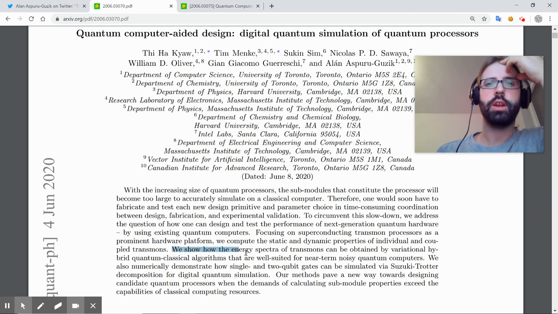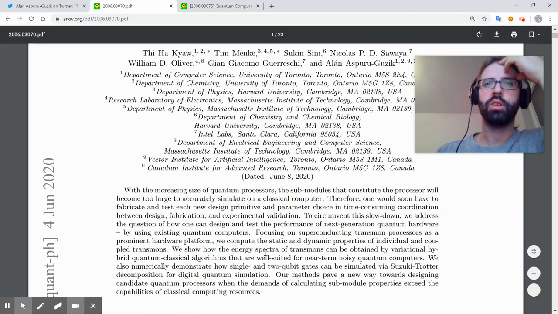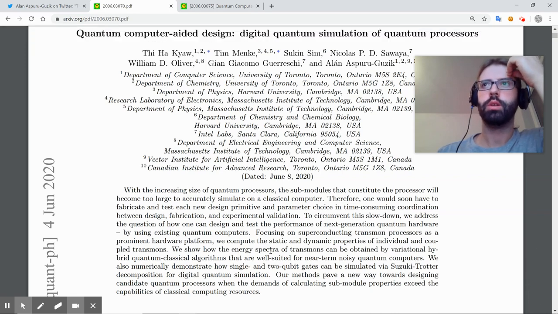So we show how the energy spectra of transmons can be obtained by variational hybrid quantum-classical algorithms that are well suited for near-term quantum computers. So the energy spectra of transmons. But why is this energy something that would become challenging with bigger setups? We also numerically demonstrate how single and two-qubit gates can be simulated via Suzuki-Trotter decomposition for digital quantum simulation. How can you simulate a gate? Can't you just use the gate? I'm being totally stupid, to be honest.